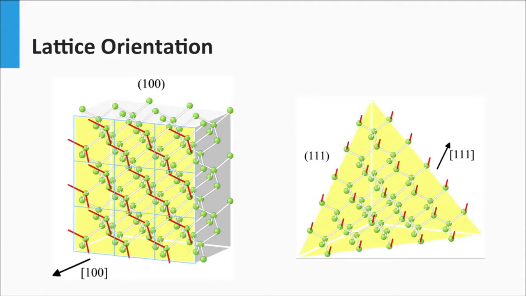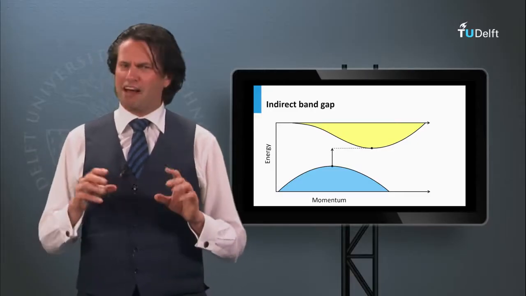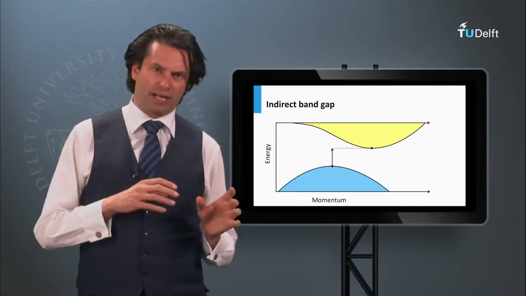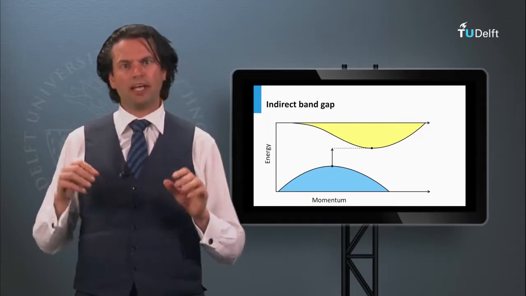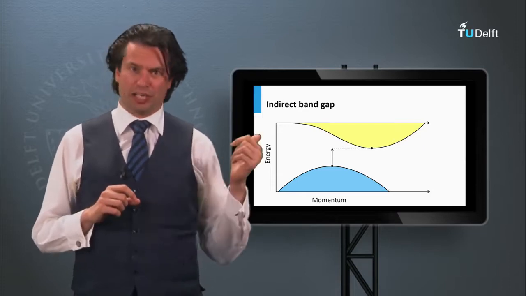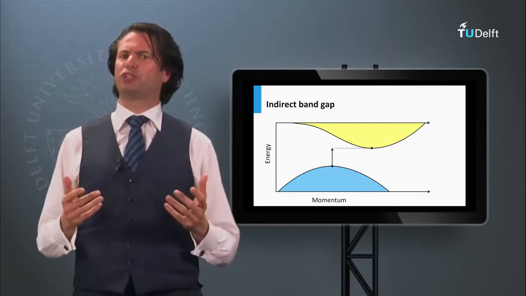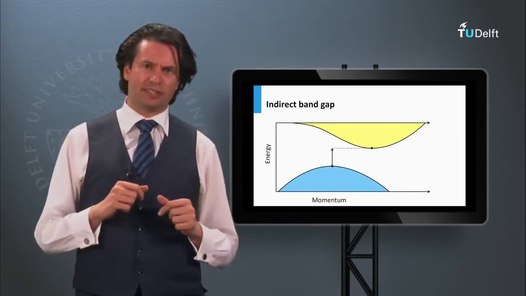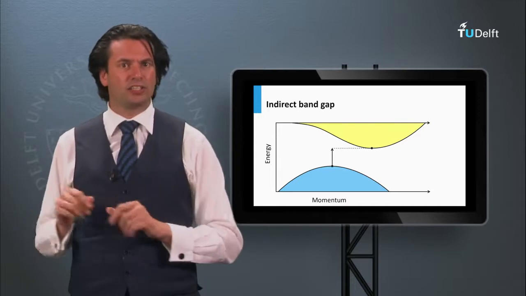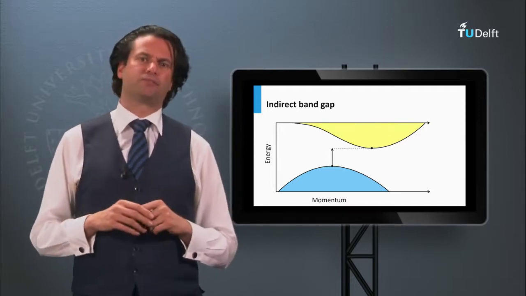Why are these directions important? As we have discussed in week 3, we have direct and indirect band gap materials. This can be expressed in the so-called electronic band dispersion diagram. On the vertical axis you have the energy position of the valence and conduction band, and on the horizontal axis the crystal momentum, or in other words the momentum of the charge carriers.